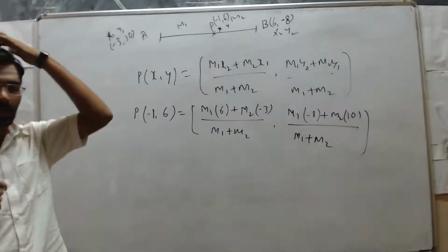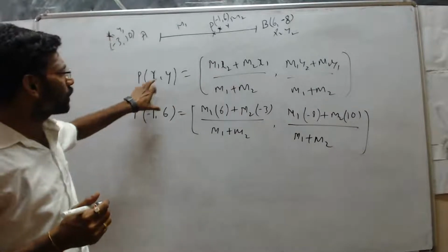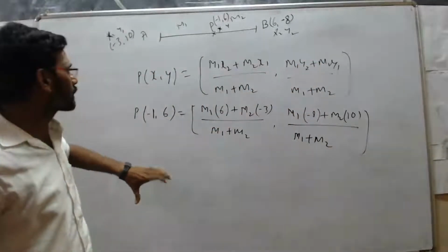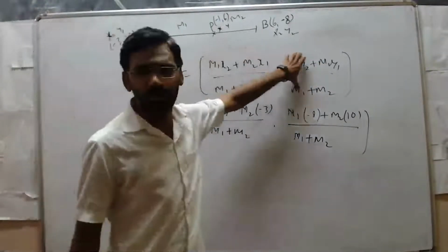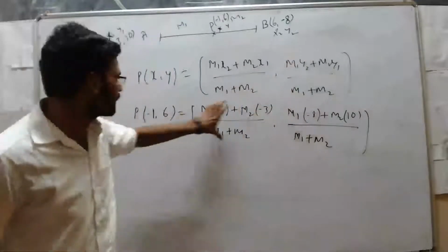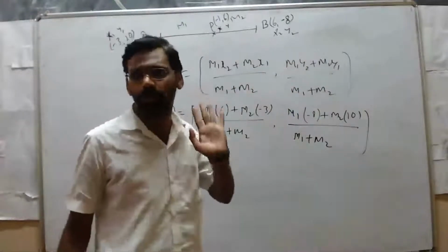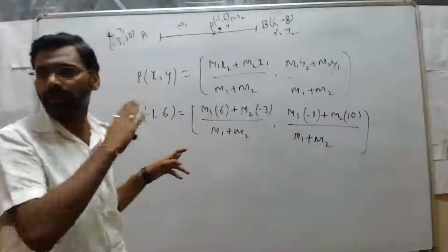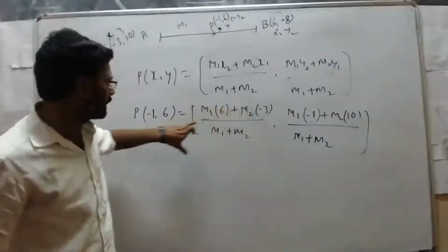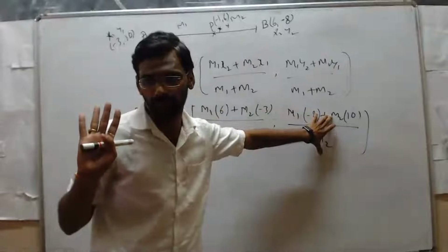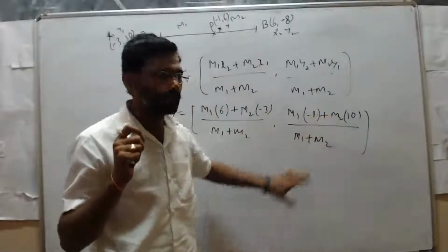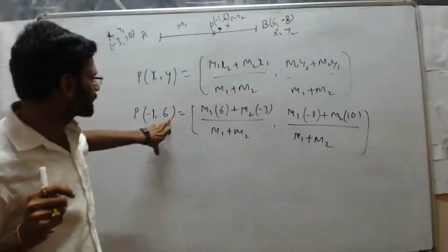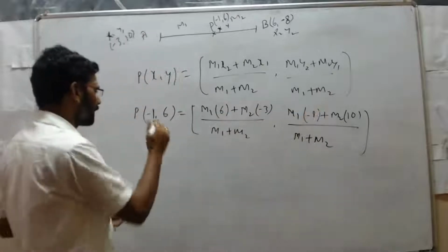To find m1 and m2 we should consider x equal to this one or y equal to this one. X value is -1 equal to this one, 6 equal to this one. You can take either, because in both the values m1 and m2 are there. Our intention is to find the value of m1 and m2. You can take any one, minus 1 or 6.